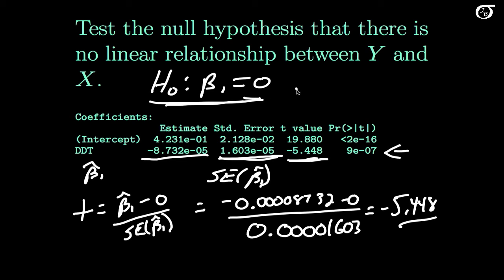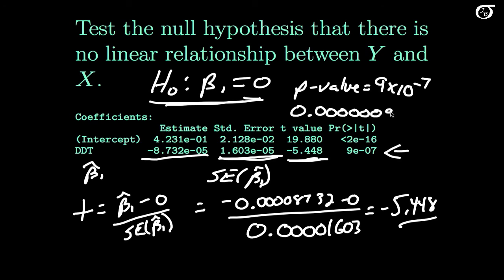And so our p-value here is equal to 9 times 10 to the negative 7. That's what that's saying. Or in other words, 0.0000009. That is a very, very small p-value. And that means that there is very, very strong evidence against that null hypothesis. Very strong evidence that this true slope is not actually equal to 0.